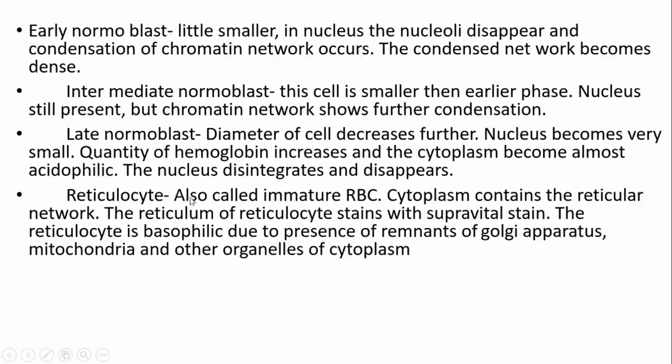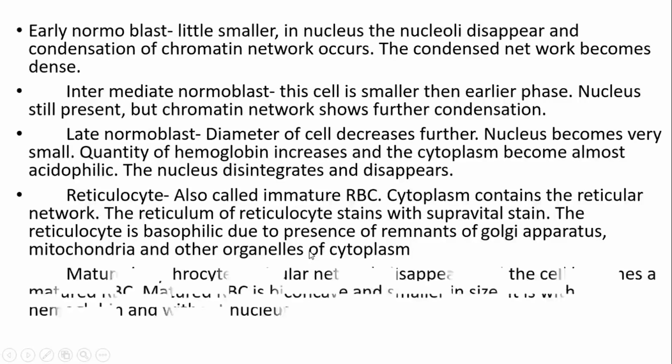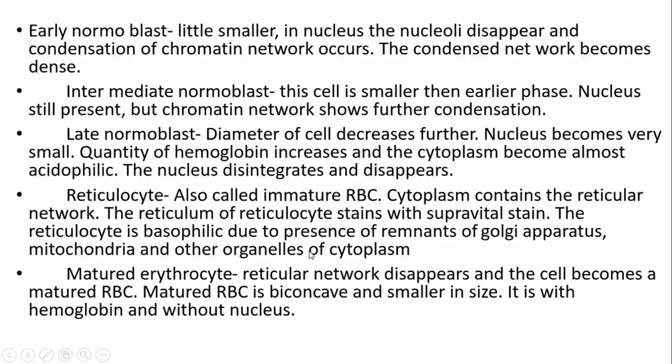Reticulocyte, also called immature RBC. The cytoplasm contains a reticular network. The reticulum of the reticulocyte stains with supravital stain. The reticulocyte is basophilic due to the presence of remnants of Golgi apparatus, mitochondria and other organelles of the cytoplasm. And lastly, the mature erythrocyte. The reticular network disappears and the cell becomes a mature RBC. The mature RBC is biconcave and smaller in size. It contains hemoglobin and has no nucleus.